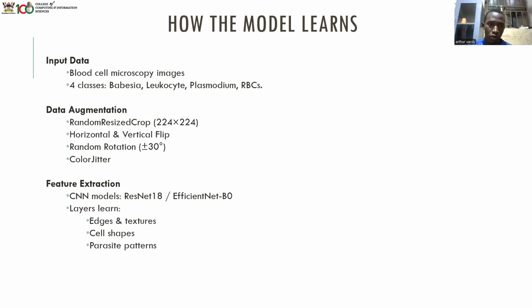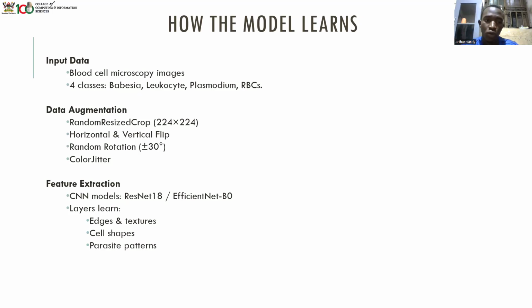For example, we have the random size crop. This one focuses on, for example, if the user uploads an image to be analyzed by the model, the random size crop will pick a particular point on that particular image or the cell that has been uploaded. Then it will resize and crop it to a specific size of 224 by 224.